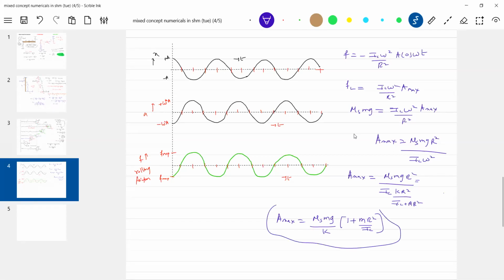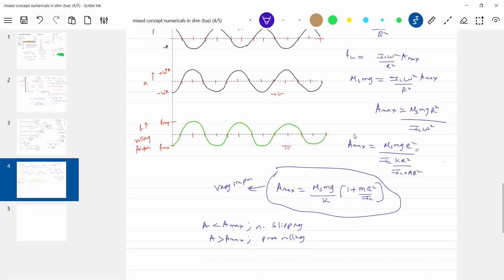Very important, please do remember, in books they didn't stress it. So what shall we write? If A is less than A max, no slipping, pure rolling occurs. If A is greater than A max, slipping occurs. Will it be SHM? Here it will be SHM. The motion is SHM.